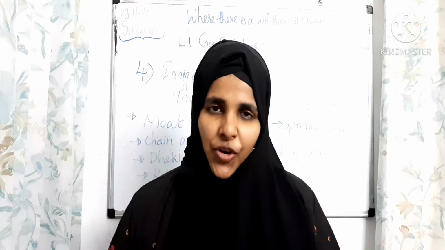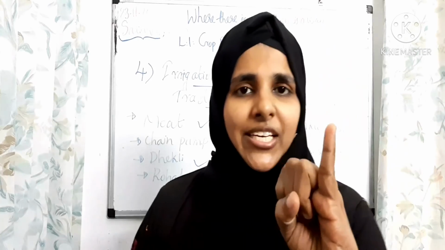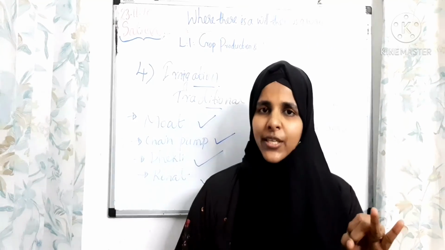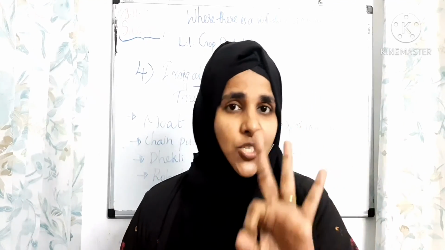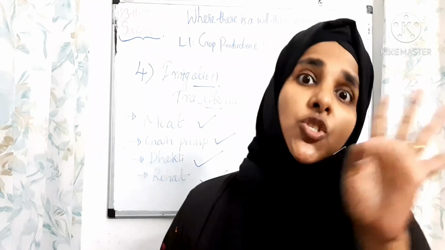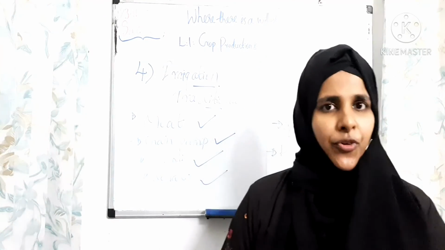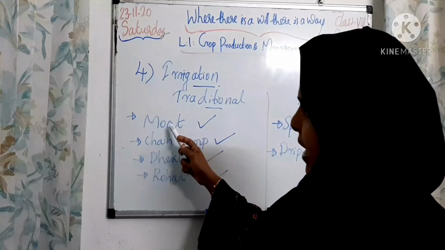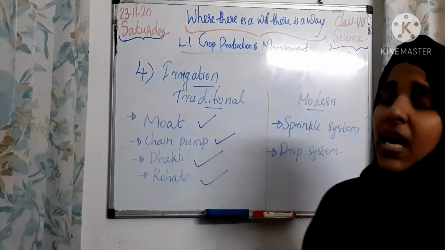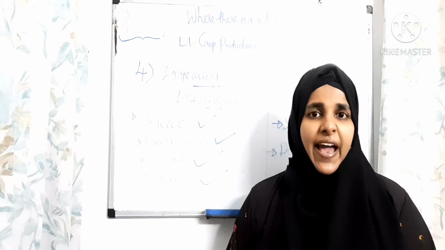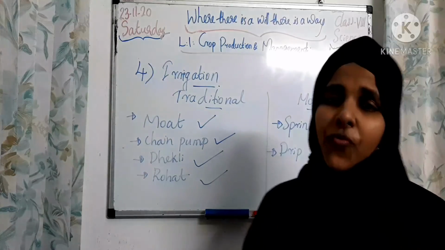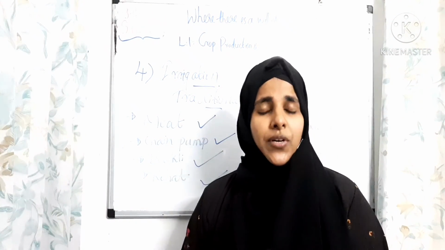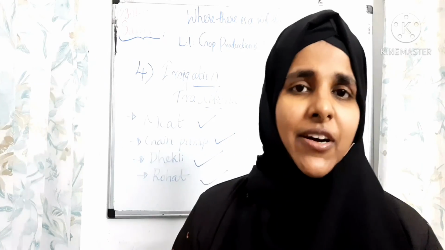So children, in this section we learned what irrigation is and why we are using irrigation, and what the methods of irrigation and the sources of irrigation are, right? All of you clear? You have to understand the main differences between the traditional methods of irrigation and modern methods of irrigation. All should read the chapter, and we can meet in our next class.